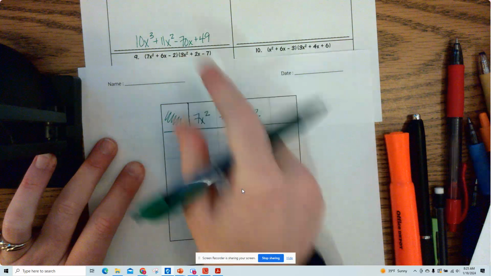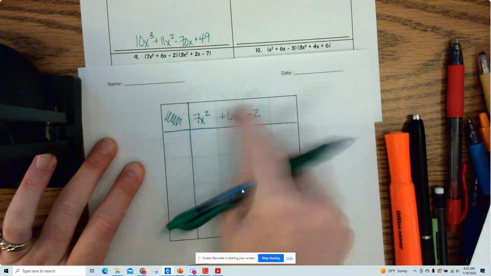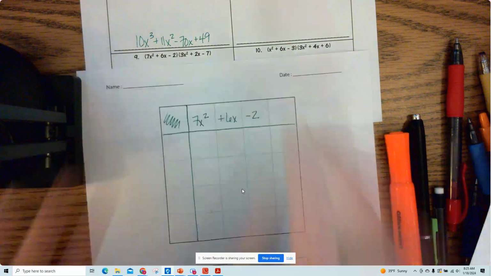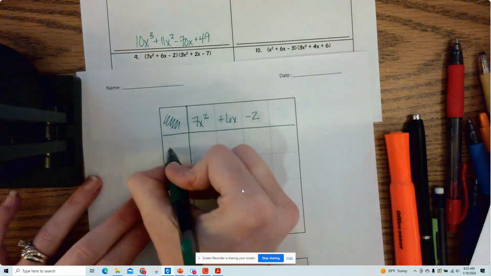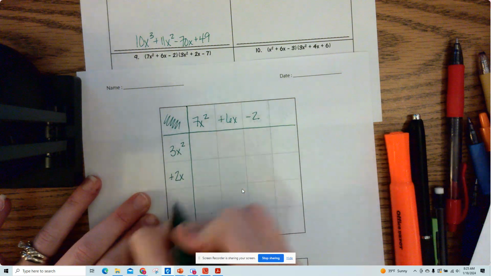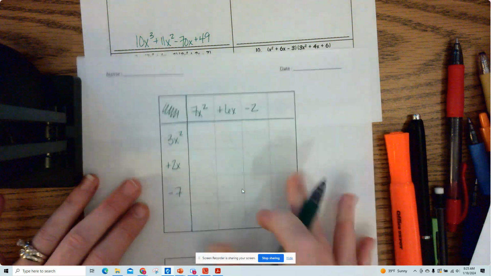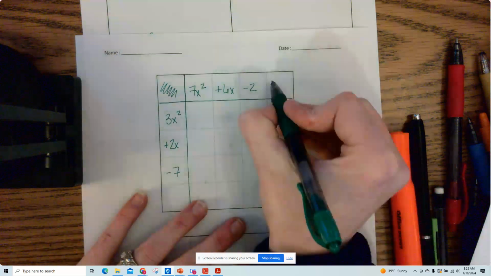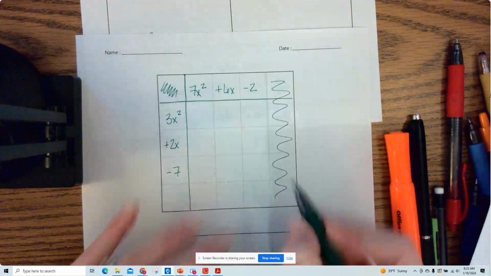The other one goes vertical. And again, it doesn't matter. I could have written this one vertically and done the 3x squared and all that across here. It doesn't change the math of it. So 3x squared plus 2x minus 7. Okay, so anything that we don't use, we get rid of.